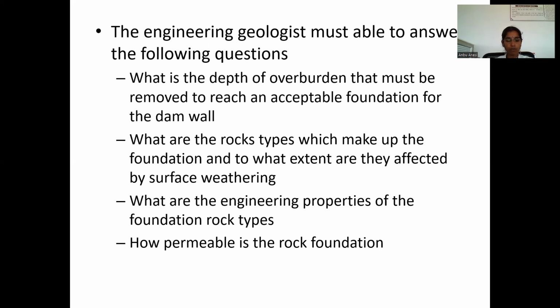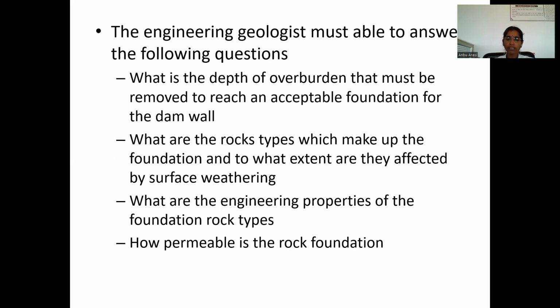And another question, what is the geological structure of the foundation? That is, where is the jointing, faulting, and folding of the rock strata. A full description of the defect pattern in the rock must include orientation, spacing, extent or persistence, and aperture or openness. And then, how permeable is the rock foundation? That means to what extent the rock defects such as joints, faults, and bedding are open.